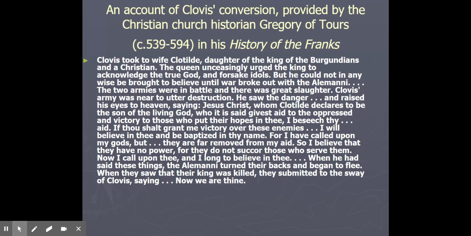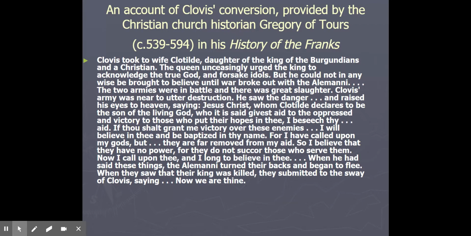He saw the danger, and raised his eyes to heaven, saying, Jesus Christ, whom Clotilde declares to be the Son of the living God, who it is said, give aid to the oppressed, and victory to those who put their hopes in thee. I beseech thy aid. If thou shalt grant me victory over thine enemies, I will believe in thee, and shall be baptized in thy name.